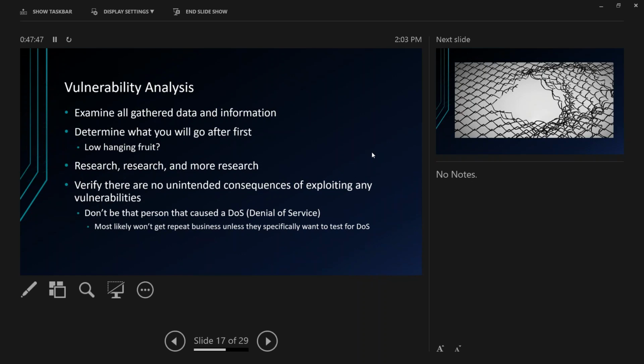Research. There's a lot you don't know, so research. Verify that there are no unintended consequences. A particular exploit might reboot the machine. You need to be aware of that. You might lock out accounts if you're brute forcing. So if I'm brute forcing, I try to find out the password policy. I don't mean asking them. I mean enumerating it off the network.